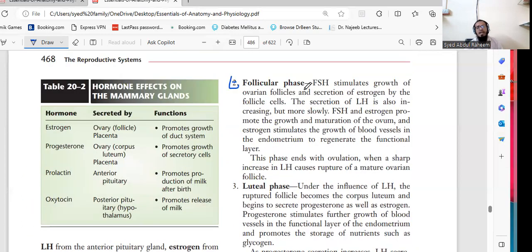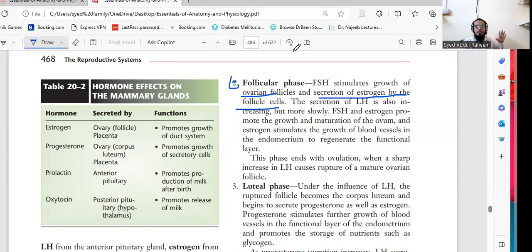Next, we have the follicular phase. FSH stimulates growth of ovarian follicles and secretion of estrogen by the follicle cells. So here, the beginning is the follicular phase. What will happen? FSH is released, and ovarian follicles will also release estrogen. Follicular cells grow for ovarian follicle growth. So follicular cells will release estrogen. Okay. Next is LH. Gradually, LH also increases, slowly, but more slowly.